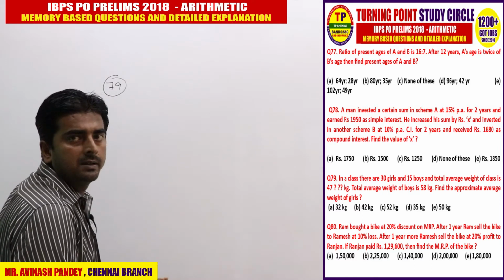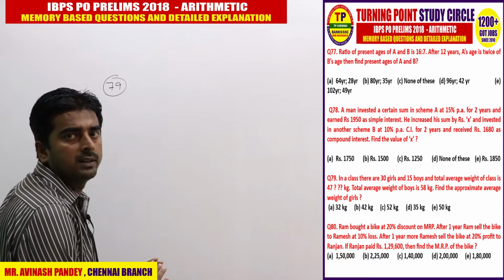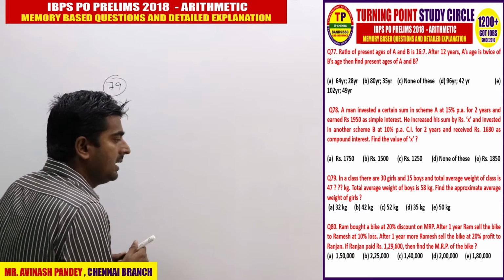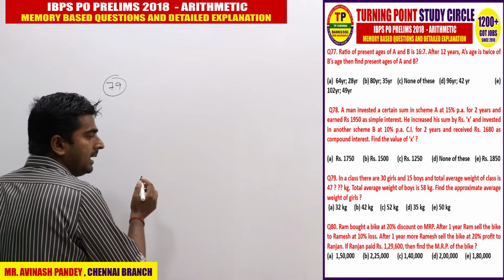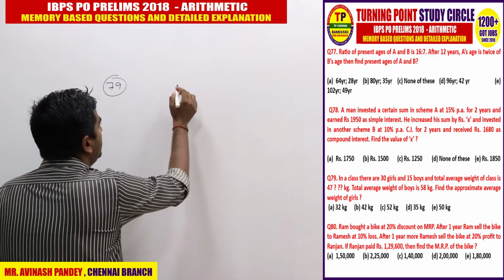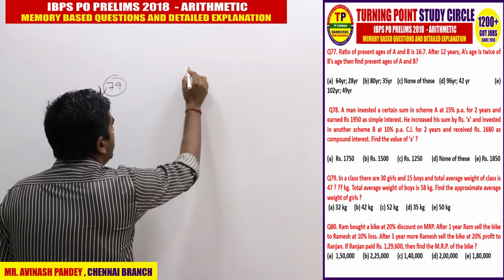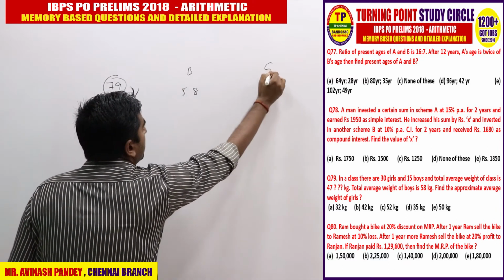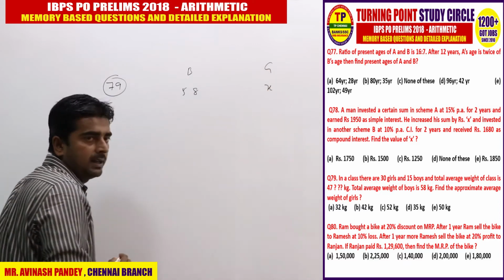While seeing this question itself, we know which method we need to follow. It's an allegation question, right? So here boys and girls are there. So what is the average weight of boys? 58 kg. Right, I am writing here boys, I am writing here girls. Girls' weight they are asking, which is X.